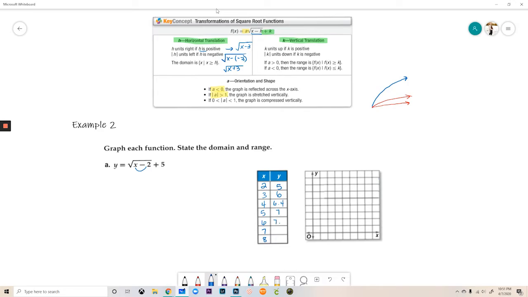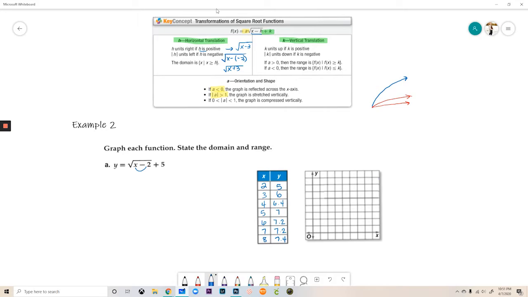6 is going to be 7.2. 7 is also going to be 7.2. So you can see it's kind of getting a little more narrow as you go up. So I'm going to plug these in. I'm going to graph this.